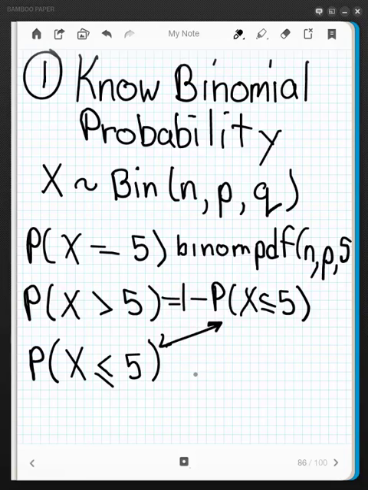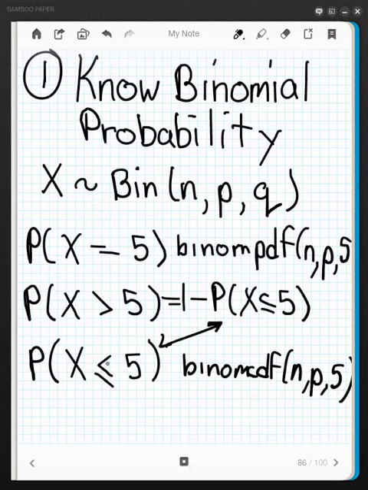In order to do a less than, you need to know that this is a binomial CDF, and we would have, in this case, the n and the p, whatever they happen to be, and the 5 would go in here again because it is the probability of less than or equal to 5. You need to know how to do that.